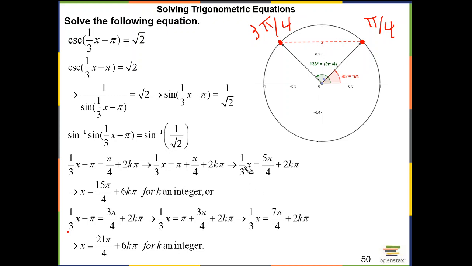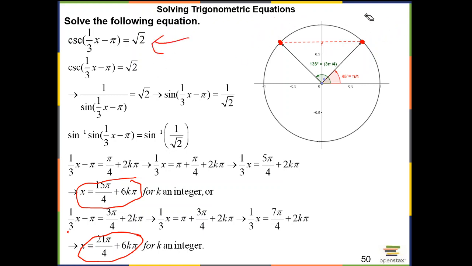Now we are not done, because we didn't want 1/3 x, we wanted x. So we multiply both sides by 3. Here we get x equals 3 times that plus 3 times that. And over here, x equals 3 times that plus 3 times that. So we got two equations, this one and this one. And these two equations give us all the solutions for that equation.